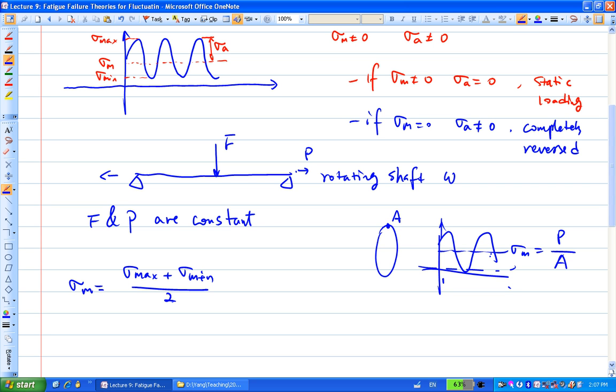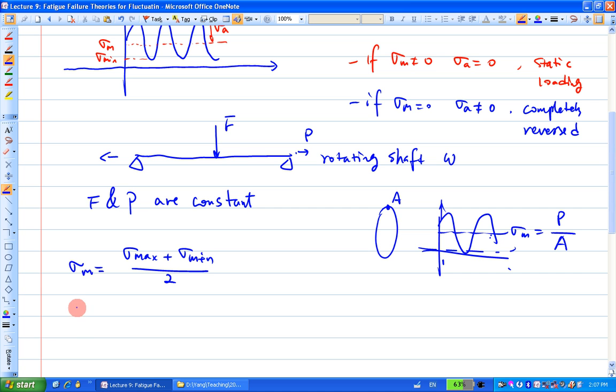So this is a very important formula. You will need this in terms of calculation. And your sigma a will be (max minus mean) over 2. More precisely, we need an absolute sign in it here.